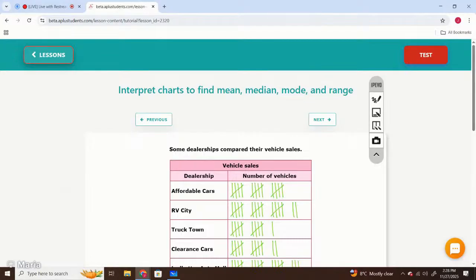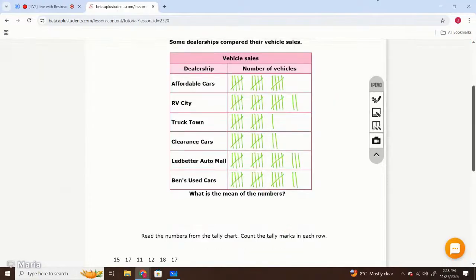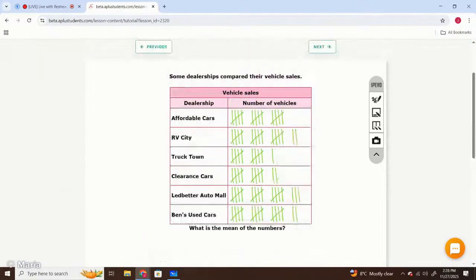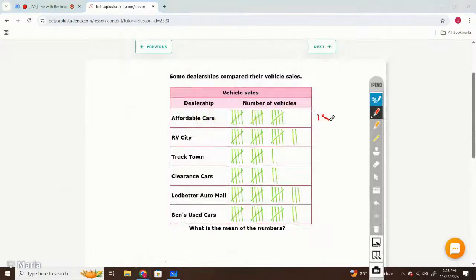Some dealerships compared their vehicle sales. What is the mean of the numbers? Let's just calculate the mean. That is 5, 10, and 15, 17, 11, 12, 18, 17.